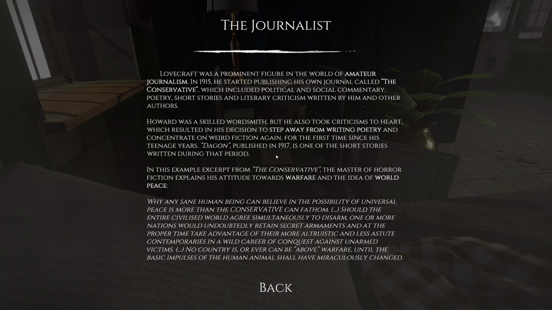In this excerpt from The Conservative, the master of horror fiction explains his attitude towards warfare and the idea of world peace. Why any sane human being can believe in the possibility of universal peace is more than the Conservative can fathom. Should the entire civilized world agree simultaneously to disarm, one or more nations would undoubtedly retain secret armaments and at the proper time take advantage of their more altruistic and less astute contemporaries in a wild career of conquest against unarmed victims. No country is or ever can be above warfare until the basic impulses of the human animal shall have miraculously changed.